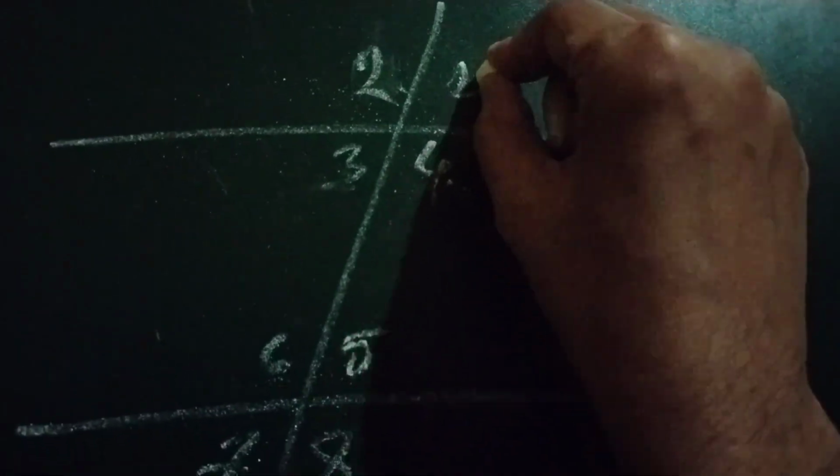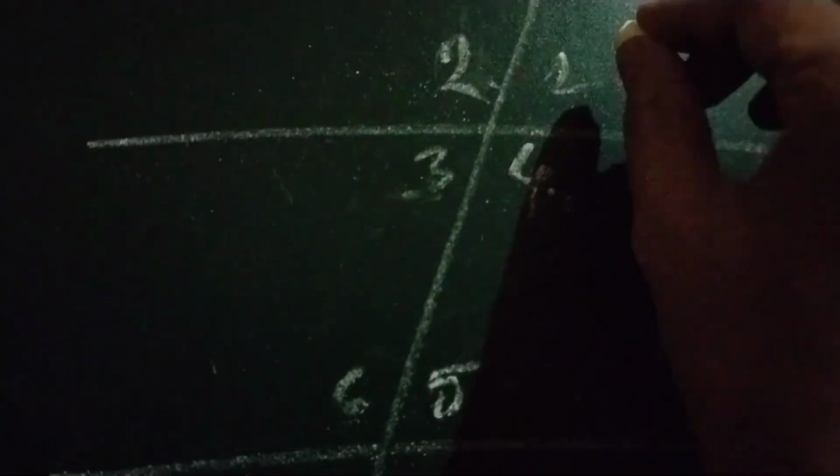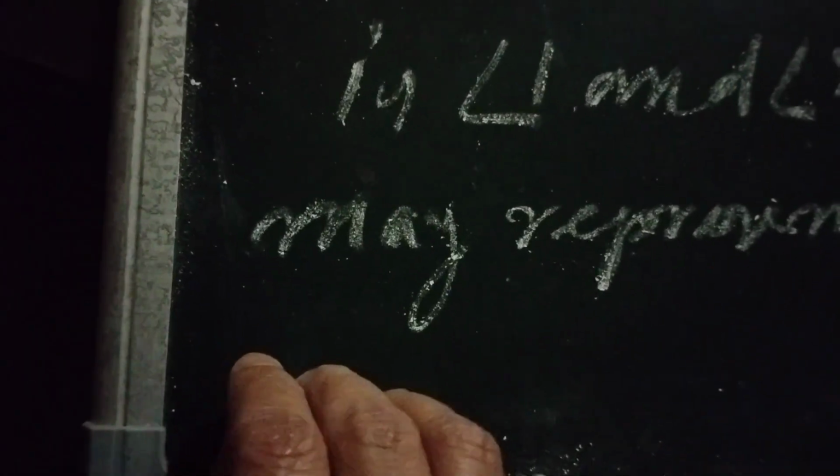Can we consider angle 1 and angle 8 as consecutive exterior angles? Can we consider it? The answer will be no. We cannot consider angle 1 and angle 8 as consecutive exterior angles.